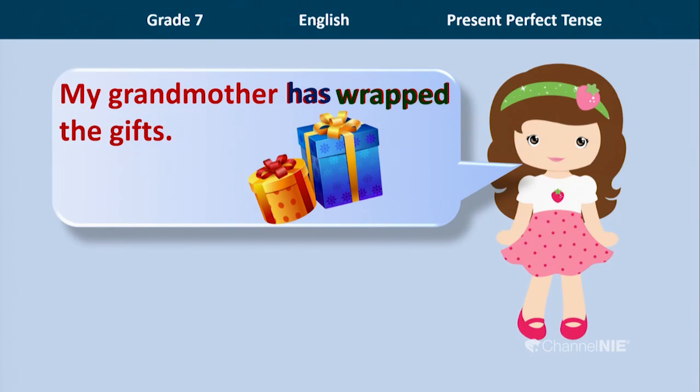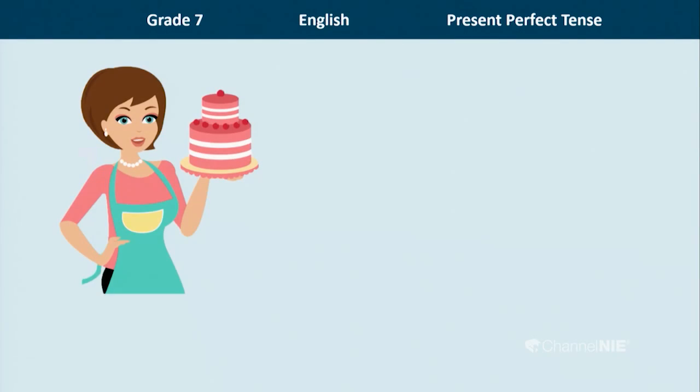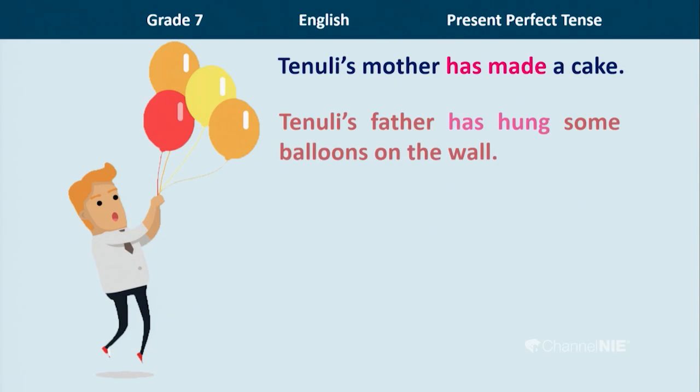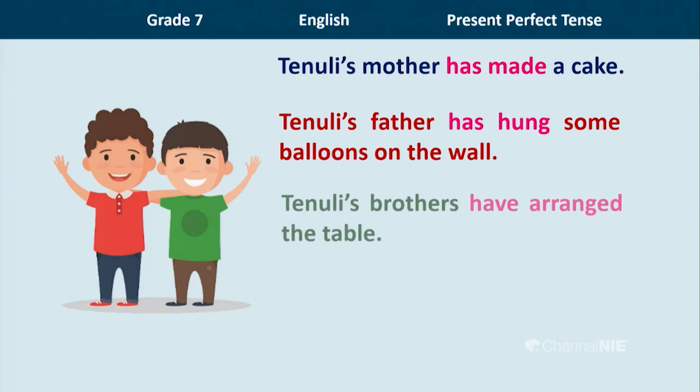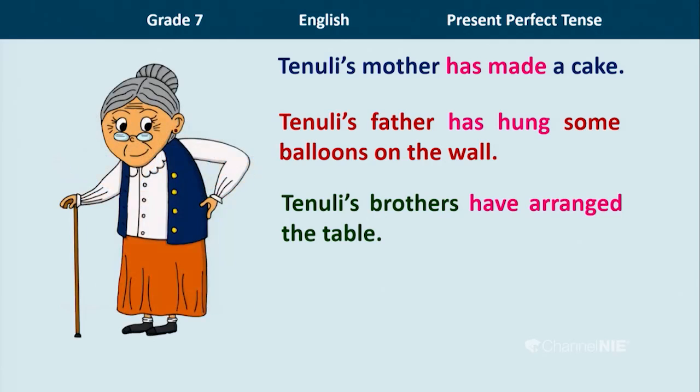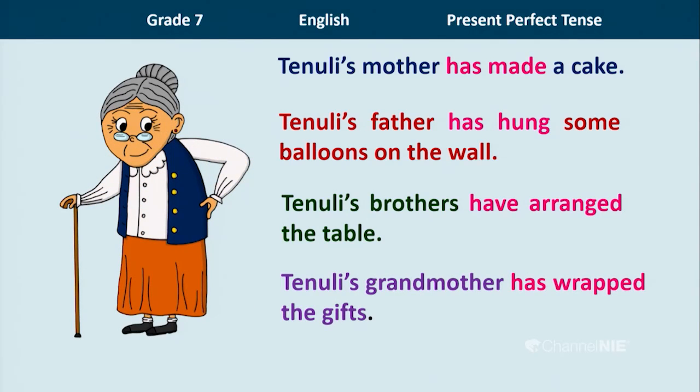right? Now, I have listed all the 4 sentences together. We'll read them. Tenuli's mother has made a cake. Tenuli's father has hung some balloons on the wall. Tenuli's brothers have arranged the table. Tenuli's grandmother has wrapped the gifts. Yes, all the 4 sentences are here on the slide.